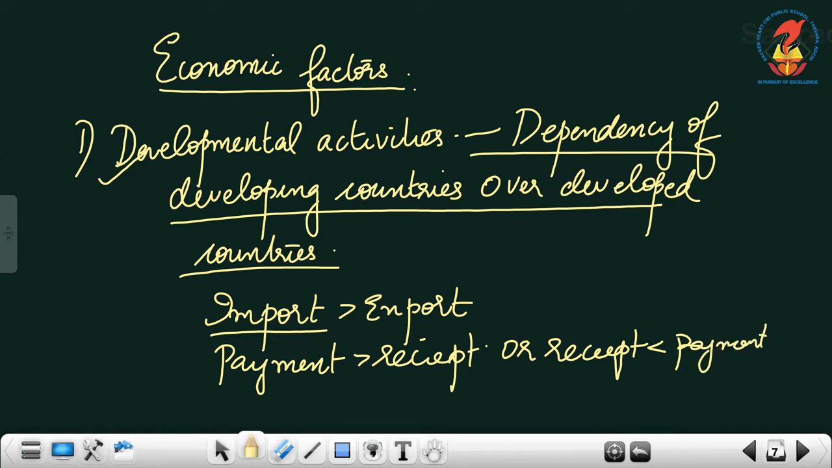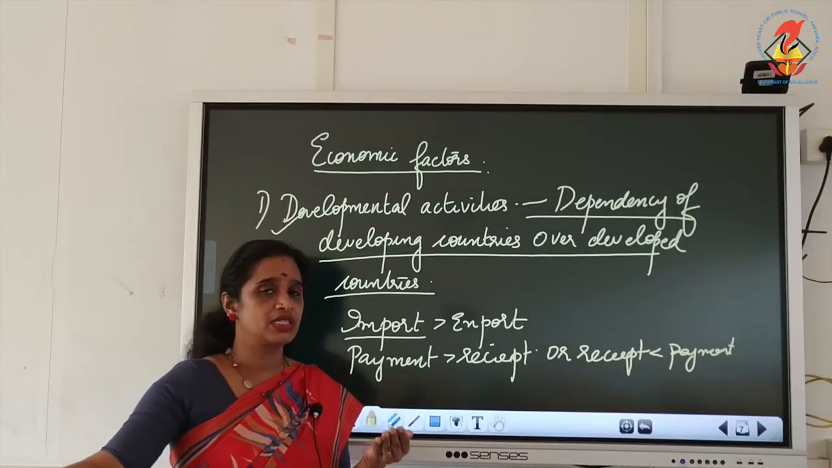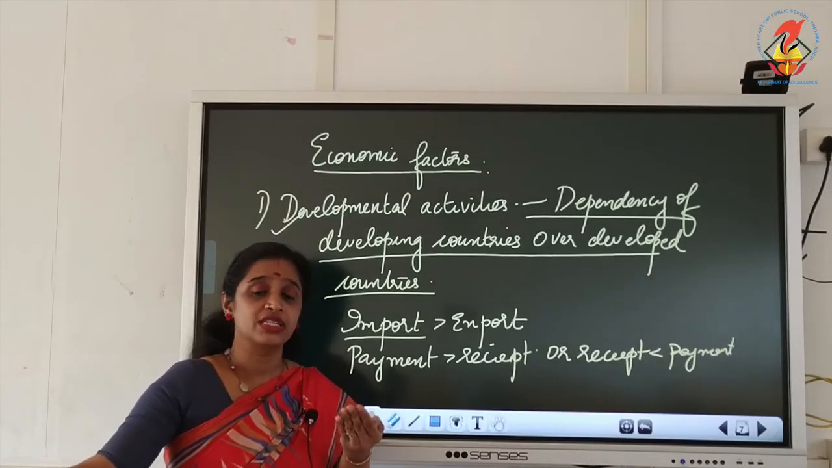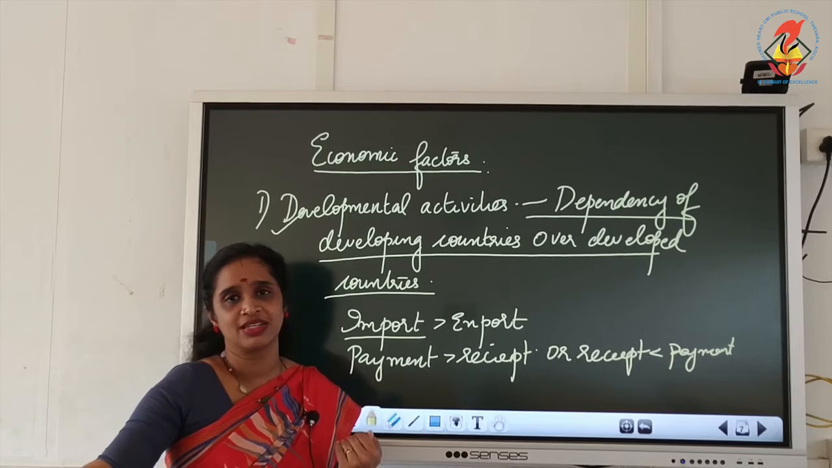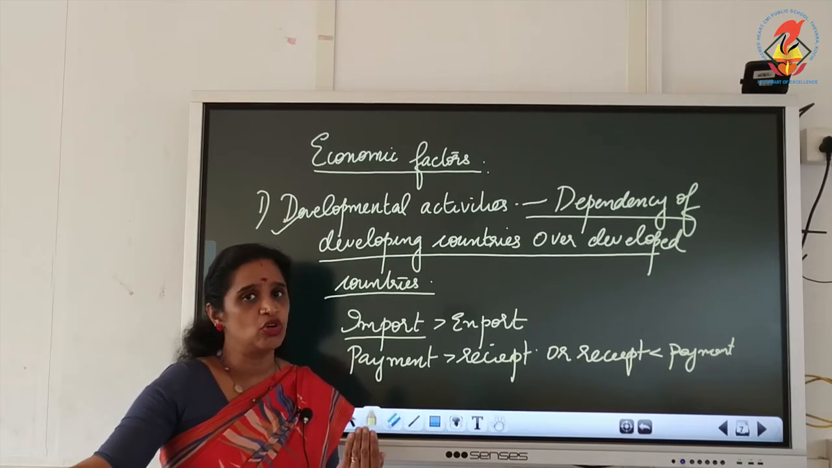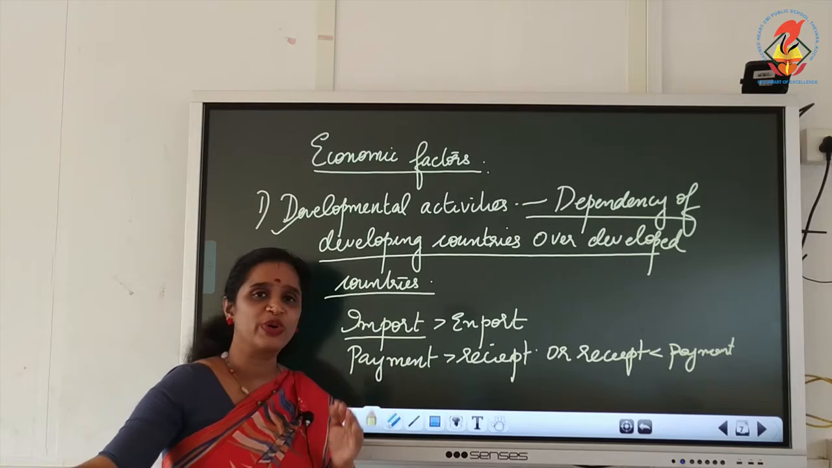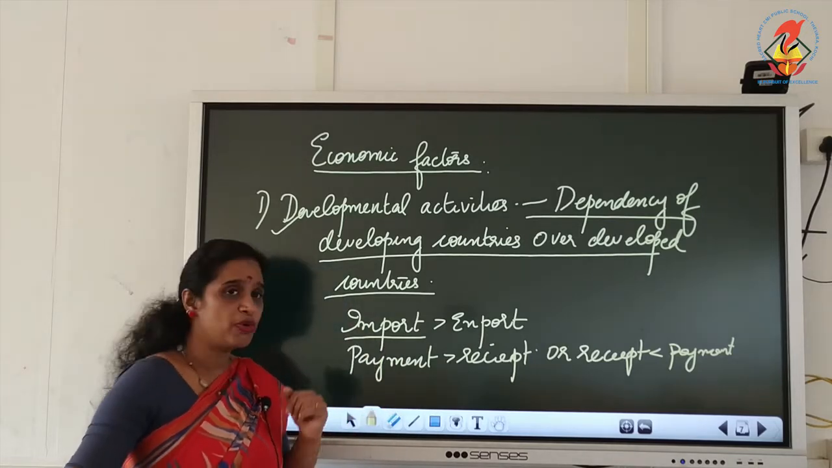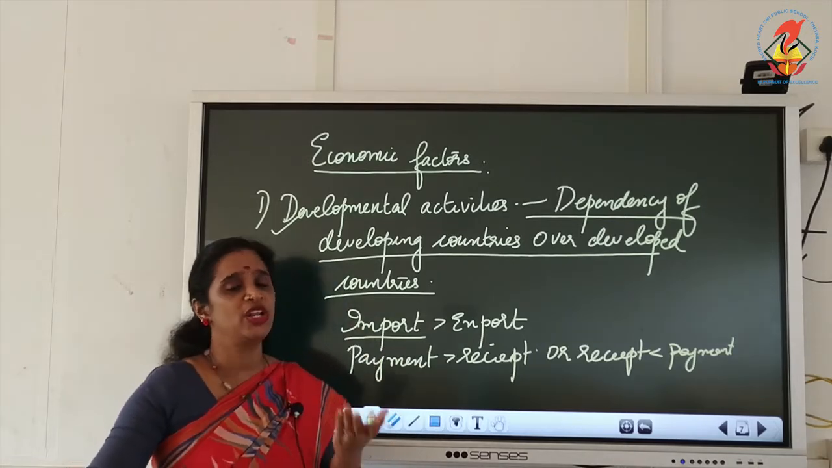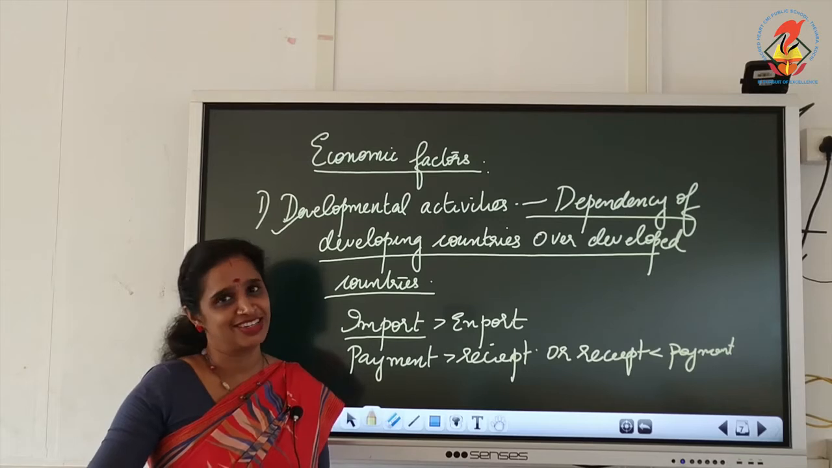If receipt is less than payment, what happens? Whether a surplus or deficit, we can say there is a deficit. There is a deficit in the BOP because receipt is less than payment, or payment is more than the receipt, because our import is greater than export as we are depending more on the developed countries.